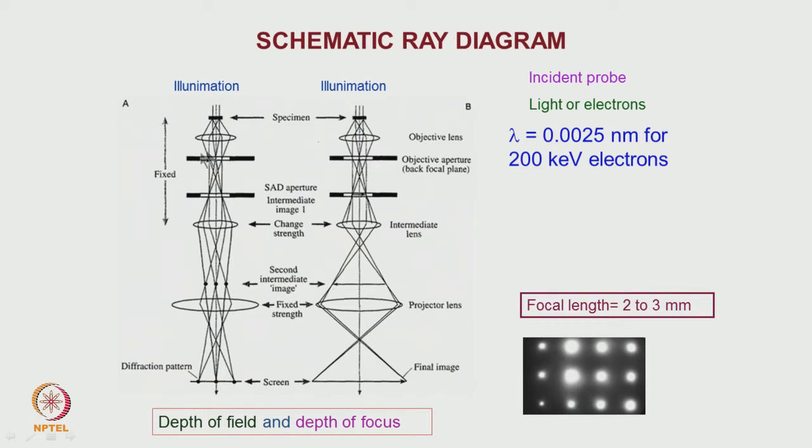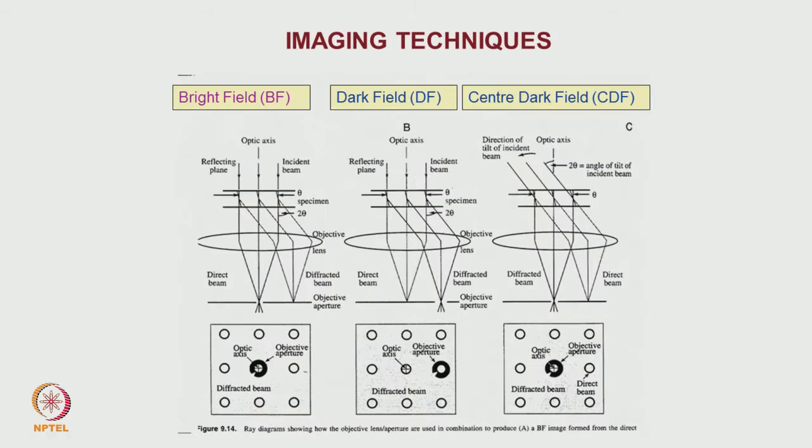If you form an image using the transmitted beam, we call it bright field microscopy. If we use a diffracted beam to form an image, we call it dark field microscopy. In addition to that, we can also get the diffraction pattern from the sample region where the electron beam is falling. That gives information about the crystal structure. This is what we have studied earlier. But what are the advantages and disadvantages of it? We'll just talk about it a little.